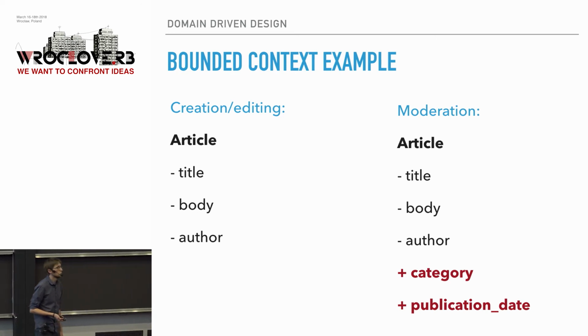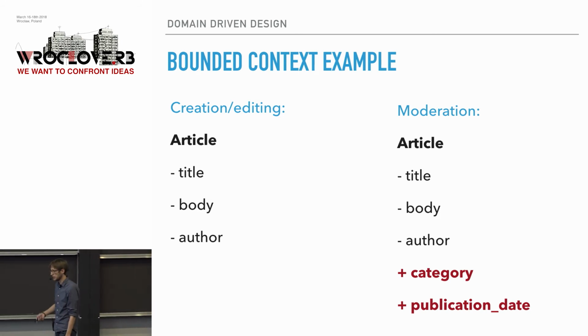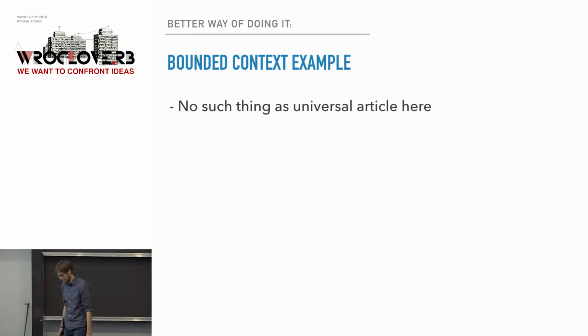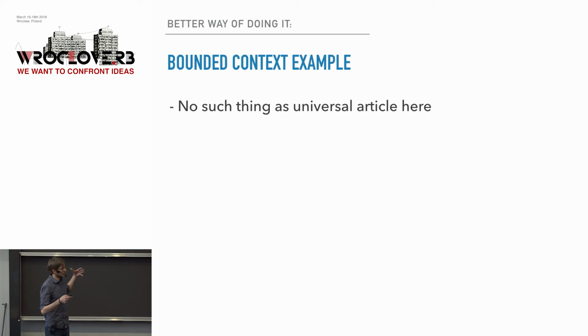So how do we usually do it? We create another action, and we add a bunch of conditional validations, and that's it. But if you think about it and apply DDD, you see that there are two different bounded contexts. The first one is article editing and creation, and the second one is moderation.